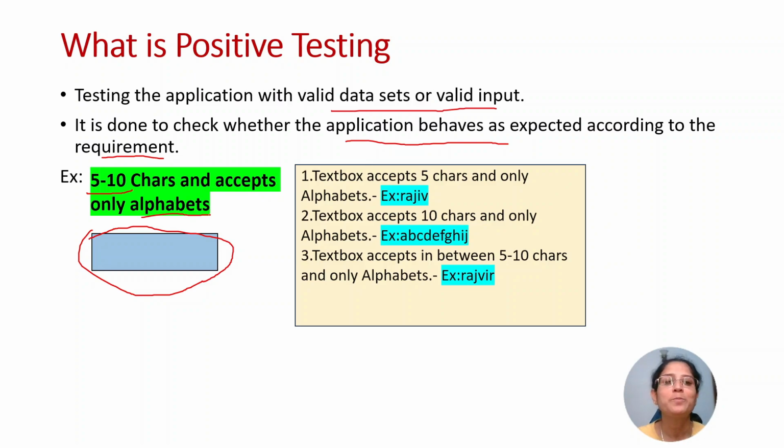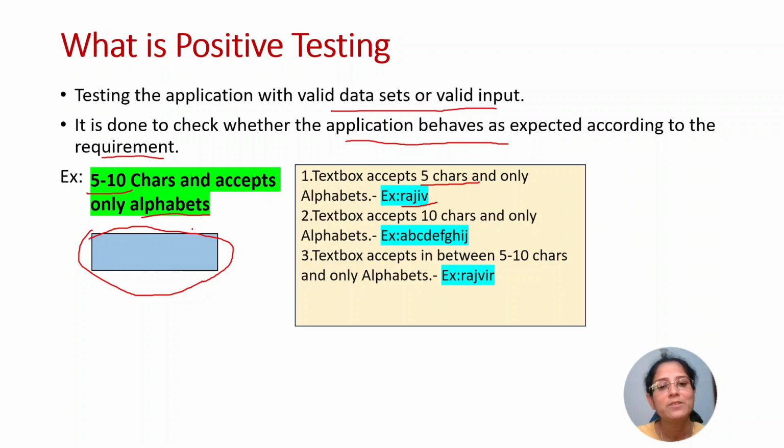So as part of positive testing, how will I go about testing this text box? What are all the valid data sets I'll be taking? I'll be testing this text box by taking 5 characters of alphabets as input. For example, let's say Rajiv. So I'll be entering this data set Rajiv, which has 5 characters and includes only alphabets.